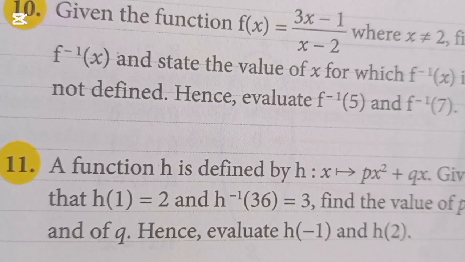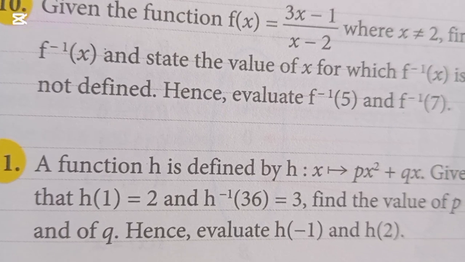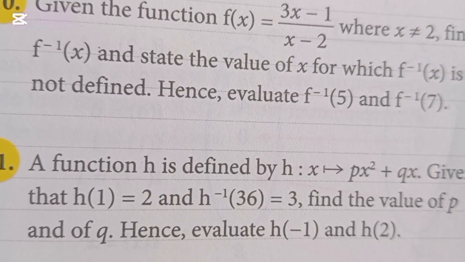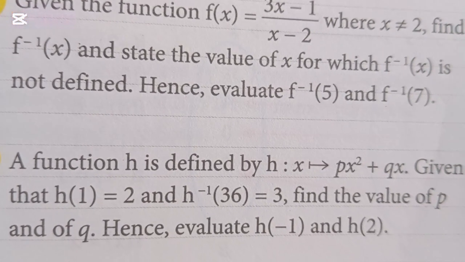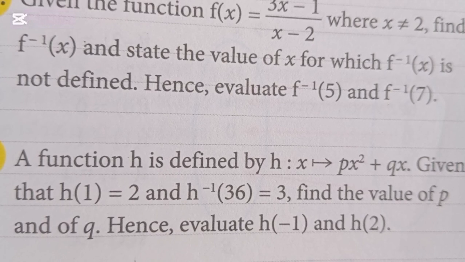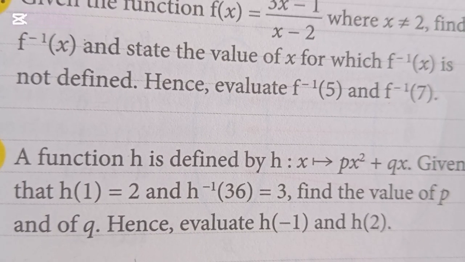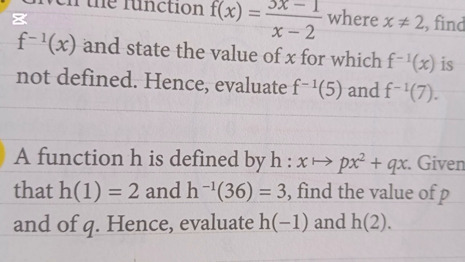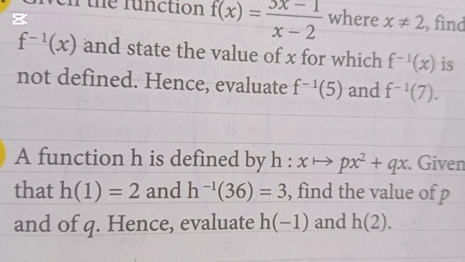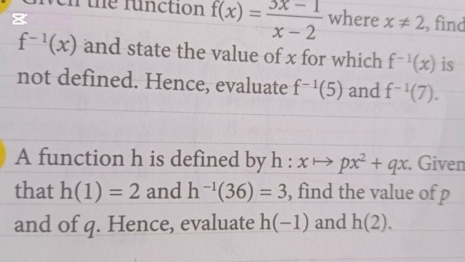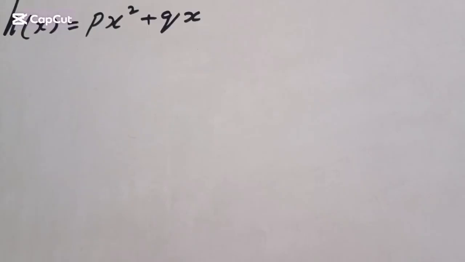Now the statement of question number 11. A function h is defined by h(x) is equal to px square plus qx, given that h at 1 is equal to 2 and h at 3 equal to 36. Find the value of p and q, hence evaluate h at minus 1 and h at 2. This is the function given to us in this question.